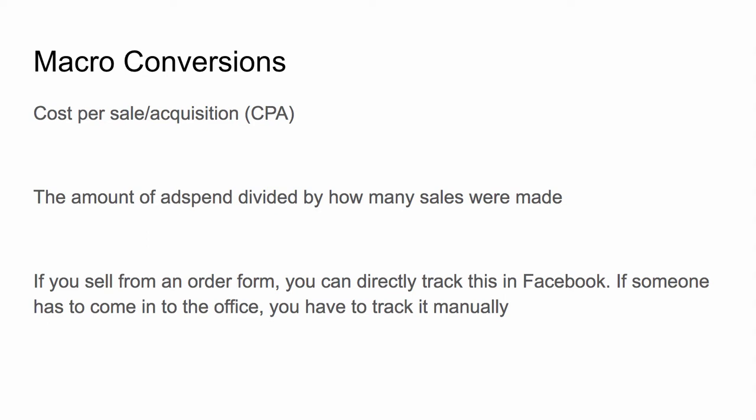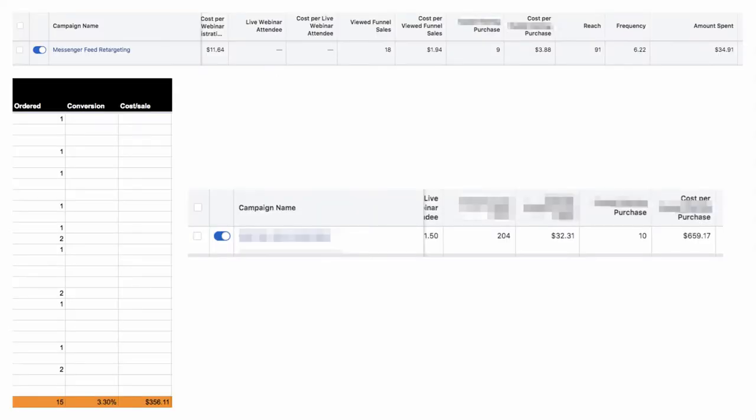So the CPA, the cost per acquisition or sale, is just the amount of ad spend divided by how many sales were made. Now, if you sell from an order form, for example, when you bought into this program, you bought directly through an order form. So I can track that with my Facebook Pixel, and I know directly in my Facebook dashboard what my cost per sale is. Now, if somebody has to come into the office, like some of my clients, their leads have to come into the office and get an intro session, then you have to track how many sales were made manually, because the Facebook Pixel doesn't know who ended up buying.